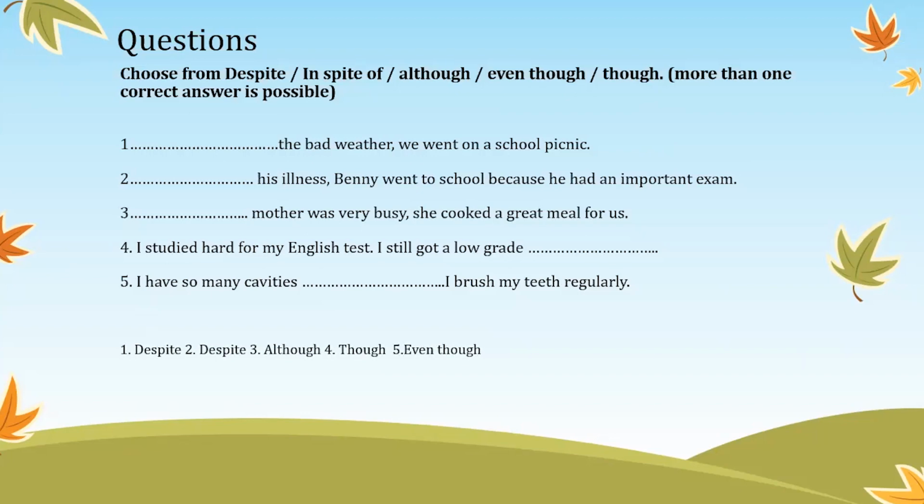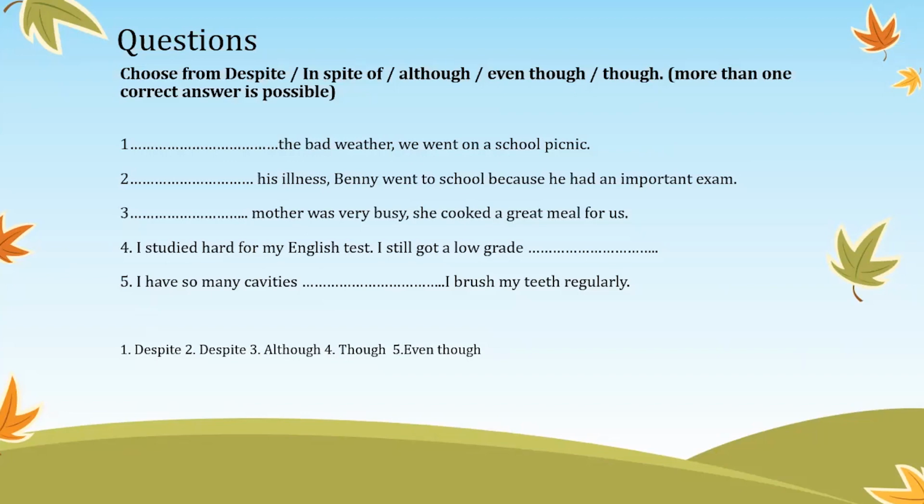Despite the bad weather, we went on a school picnic. So the weather was bad and we didn't stop the school picnic. Actually, we went on a school picnic. So despite. Second one, despite his illness, Benny went to school because he had an important exam. He was ill, but he didn't stay at home. He went to school, a contrasting idea, despite. And you cannot use the rest of the connectives because there's actually a phrase there, his illness.